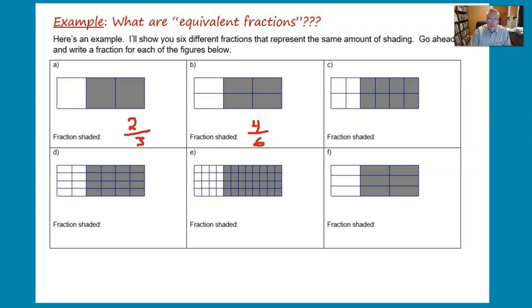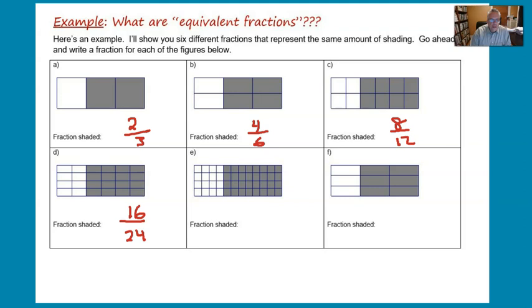All right, here it looks like we have 12ths. We have 8 out of 12 shaded. That's equivalent to the first two. And on this one, it looks like 1, 2, 3, 4, we have 24ths, and 16 of them are shaded. So we have 16/24 is equivalent to 2/3, 4/6, and 8/12.